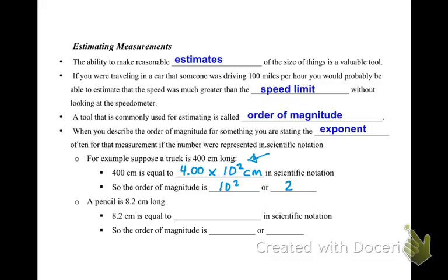A pencil is 8.2 centimeters long, so we would write it as 8.2 times 10 to the 0. So the order of magnitude is 10 to the 0, or of course, 0 itself.